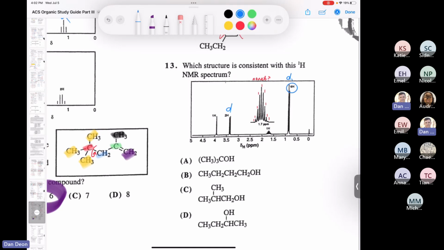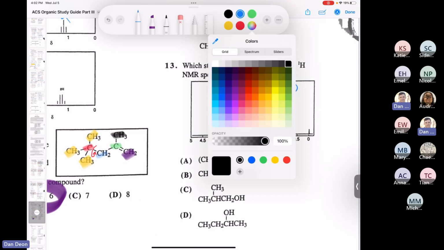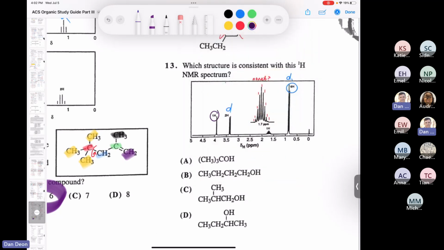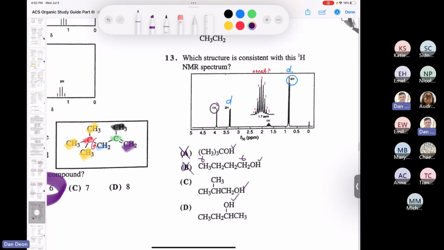Well, if you have 1 proton that gives you a singlet, you notice that all of these are alcohols. And so for each one of these, this proton is going to be the alcohol proton. Okay? It's going to be the alcohol proton. The reason the answer can't be A is because A is just going to give you 1 big singlet because it's tert-butanol. If we look at the next one, it is impossible because you should see a triplet, right? This would give you a triplet, and this would give you a triplet. So there's no triplets in there. So let's take a look at C.